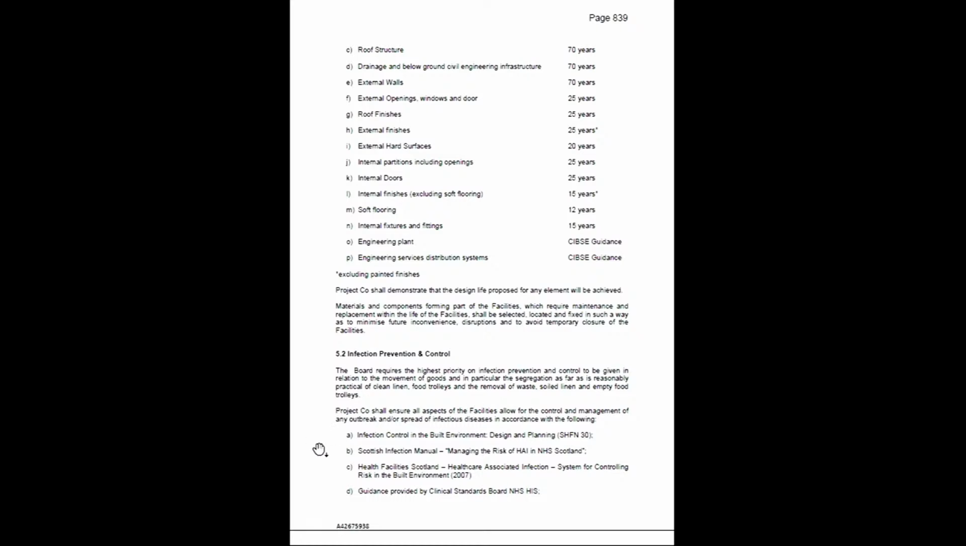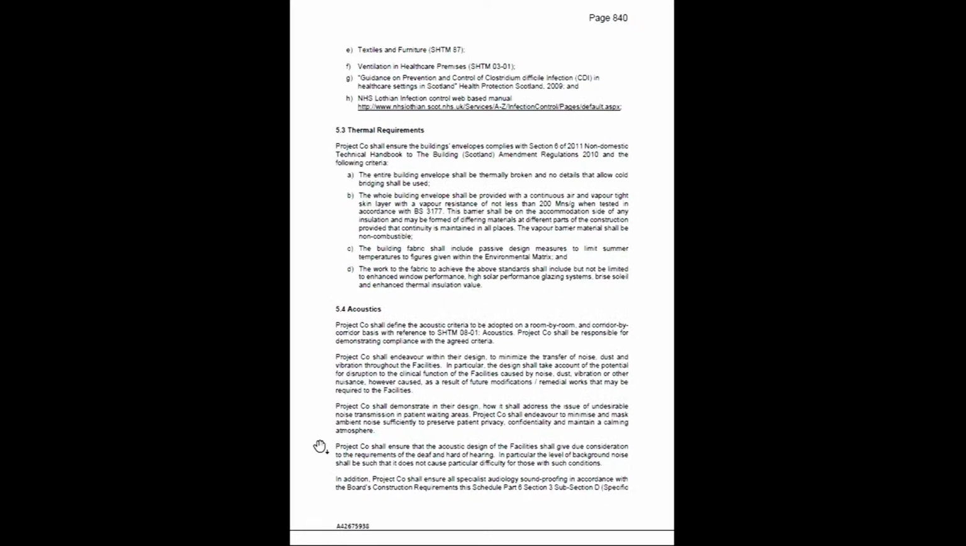And if we look over the page onto page 840, at letter F, there's mentioned ventilation and healthcare premises, SHTM 0301. It's really just in terms of the approach. If a bidder's being told that they have to show that they're going to manage an outbreak of infection in accordance with SHTM 0301, how would the assessment team work out if a bidder was doing that in a satisfactory manner, or is that level of assessment simply not taking place when the bids come in?